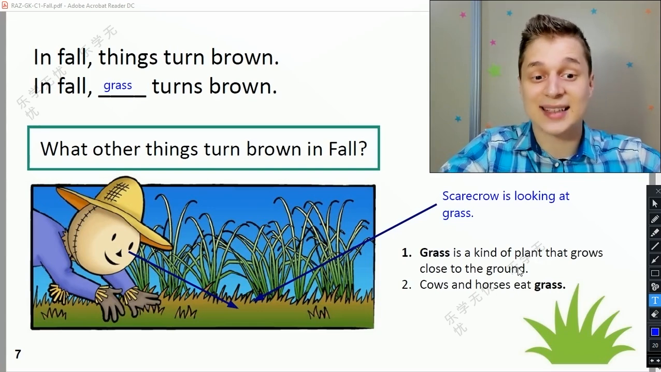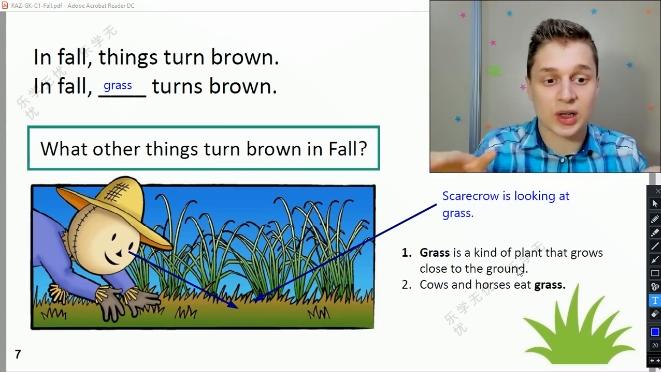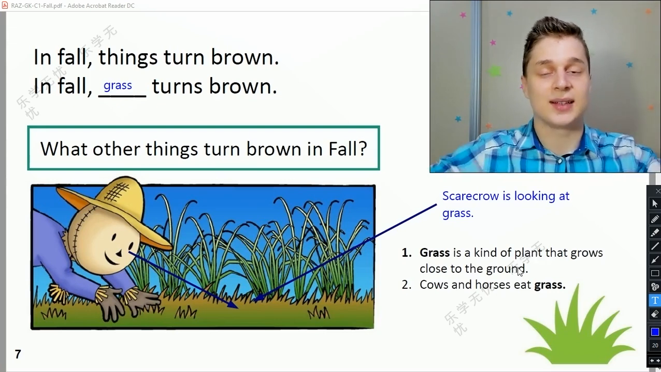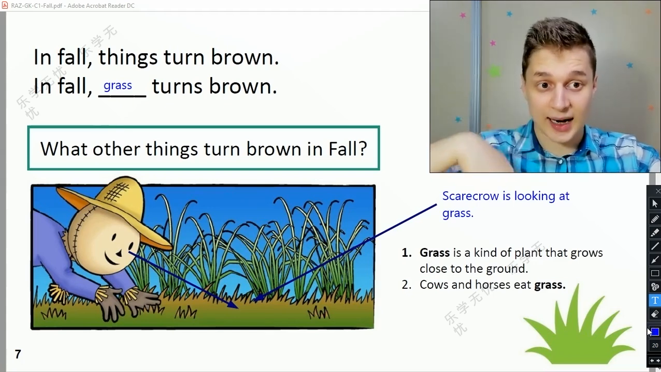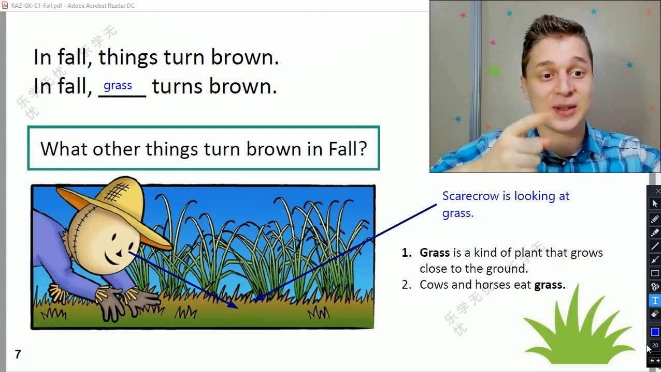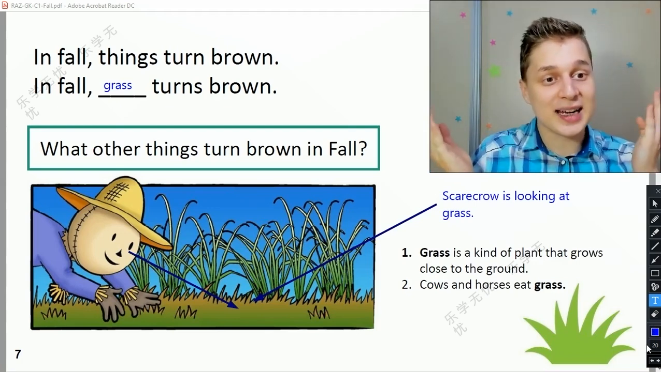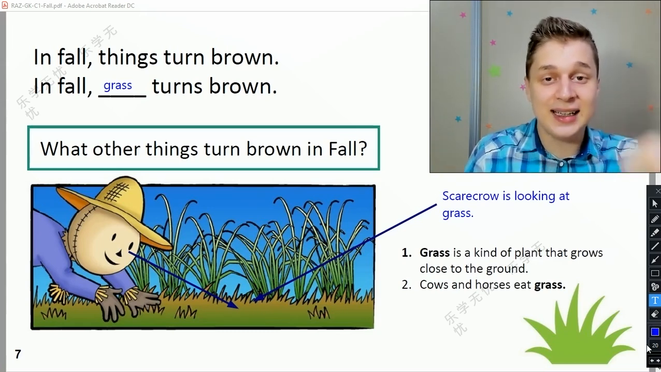What is grass? Grass is a teeny tiny plant that grows close to the ground in the soil. Some animals like to eat grass. Eating grass is called grazing. Can you tell me which animals like to graze? Which animals like to eat grass?